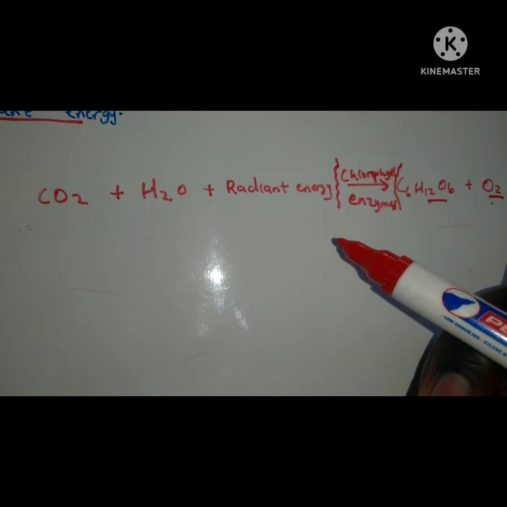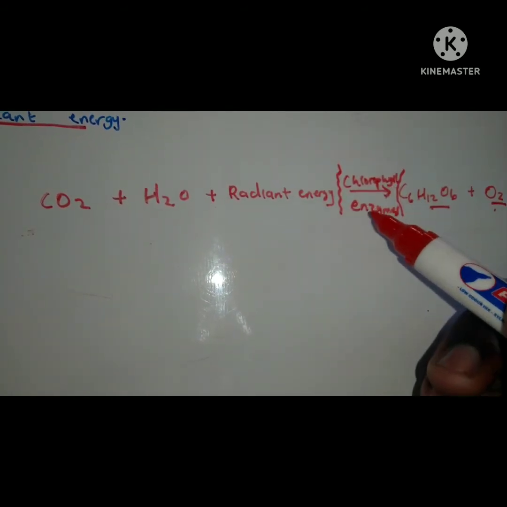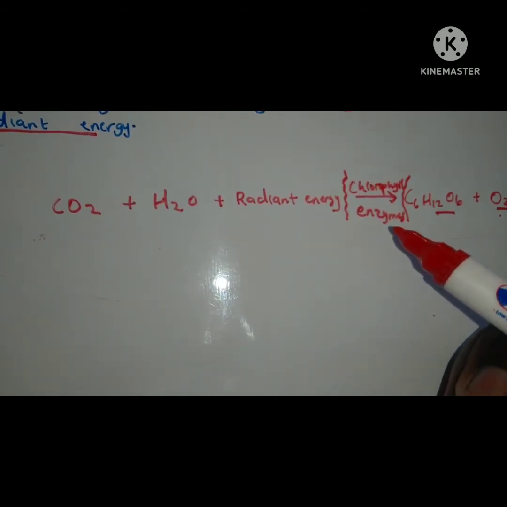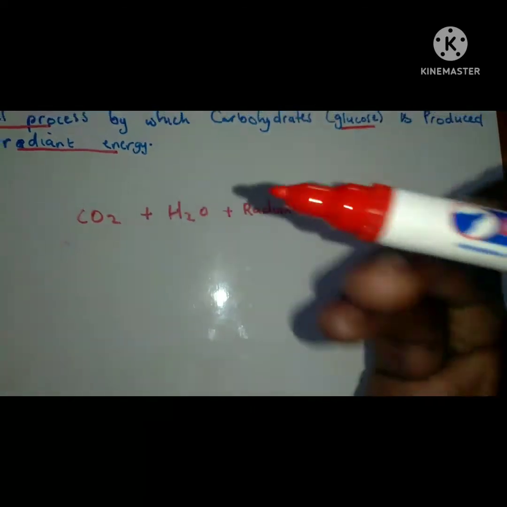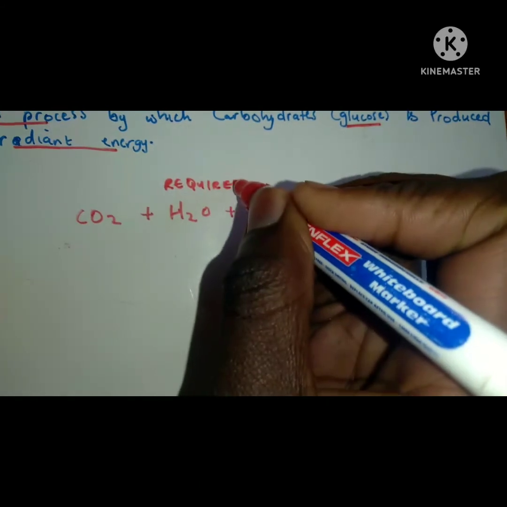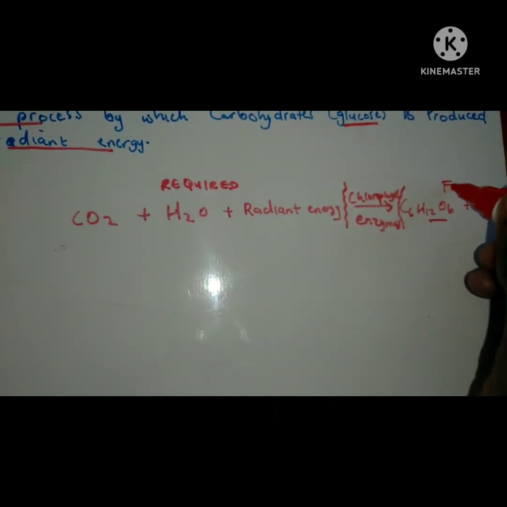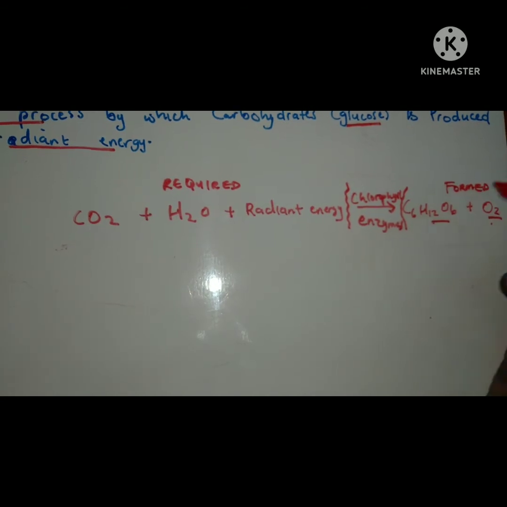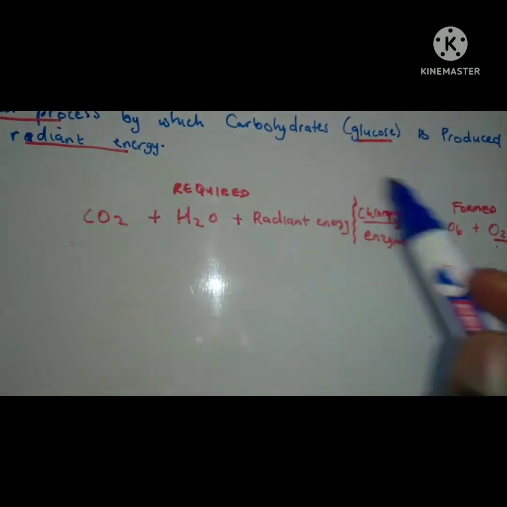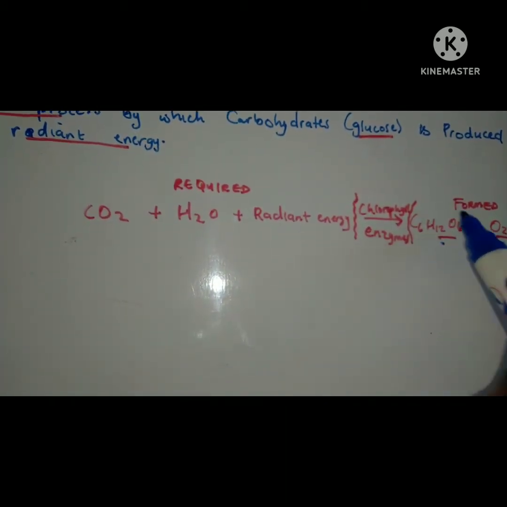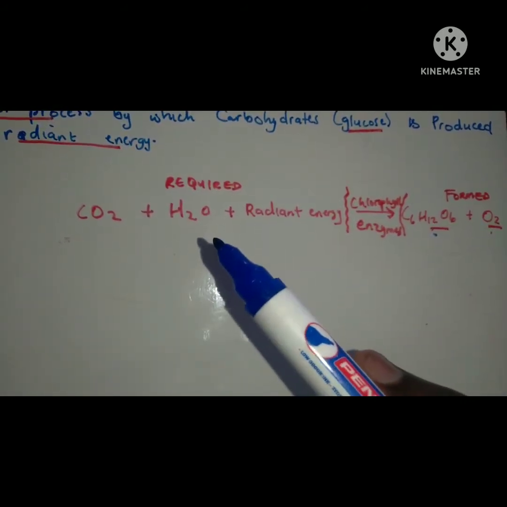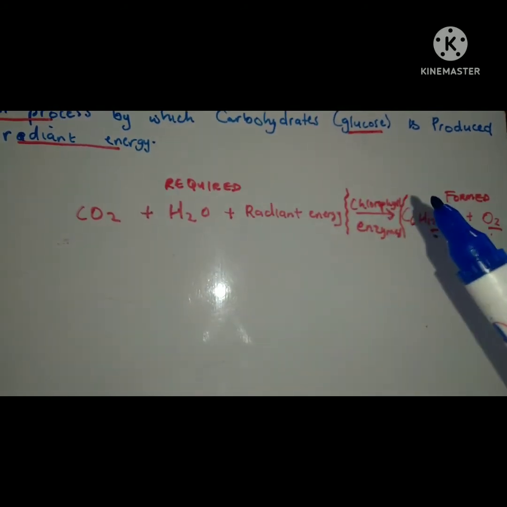Photo meaning light. So here, the chlorophyll and the enzymes are part of the process in forming the products of photosynthesis. So the requirements of photosynthesis, we now know that is these: required to form this, formed. So through photosynthesis, we have formed glucose. This is the chemical formula for glucose, and oxygen gas from carbon dioxide, hydrogen oxide, and radiant energy.